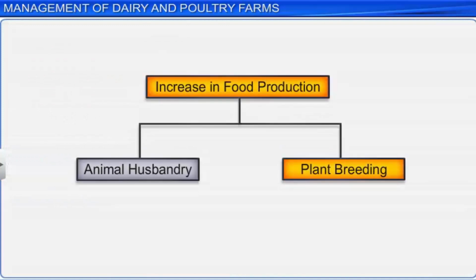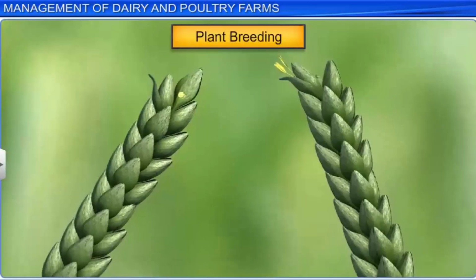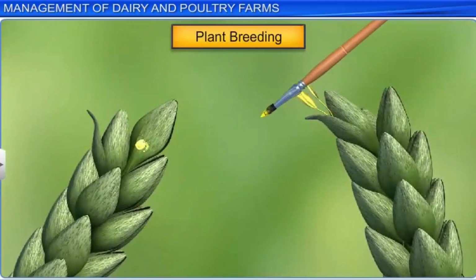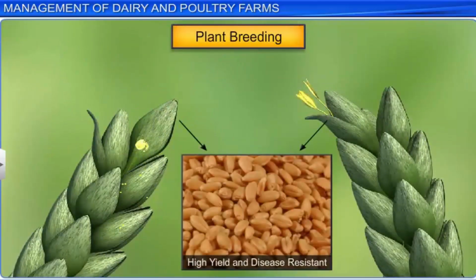Plant breeding refers to the manipulation of plant species to create desired plant types that are better suited to cultivation, giving better yields, and that are disease resistant.